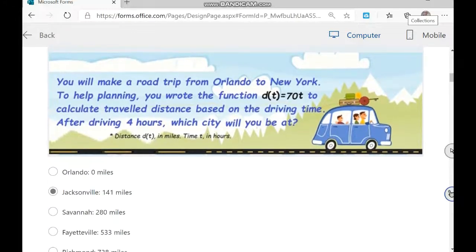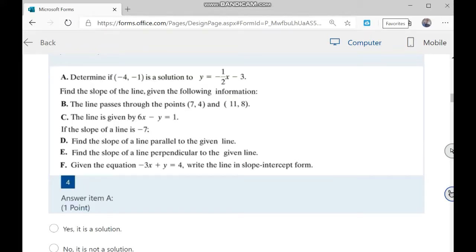Okay, moving on. Now, what's going to be the answer for this? Type your guesses. Parts of the quiz. Letter A. Determine if negative 4 and negative 1 is a solution to y equals negative 1 over 2 x minus 3. Do you remember how we solved this? Remember that negative 4 is x, negative 1 is y, and we have an equation. This is one of the first kinds of questions we worked on in chapter 2. To solve it, you're going to plug in x equals negative 4 and y equals negative 1 into the equation.